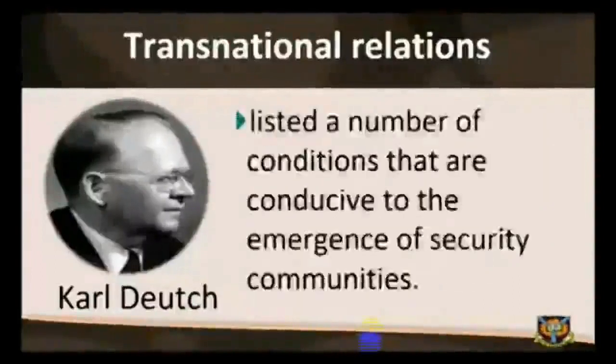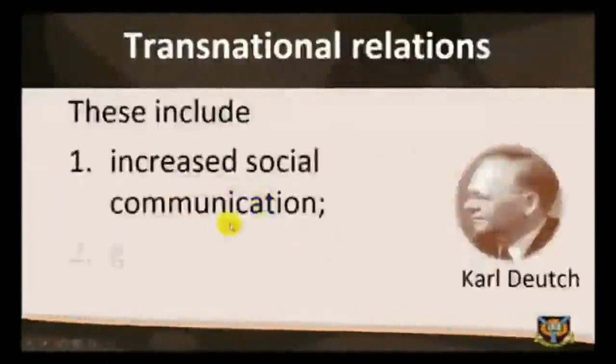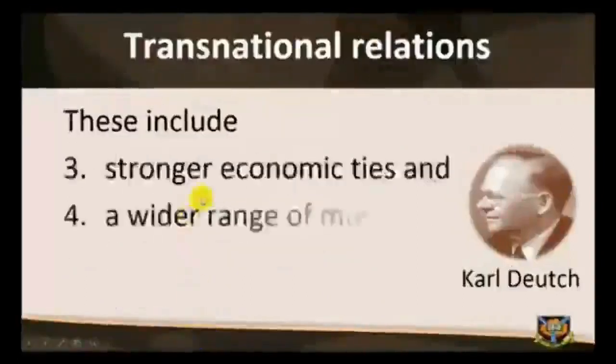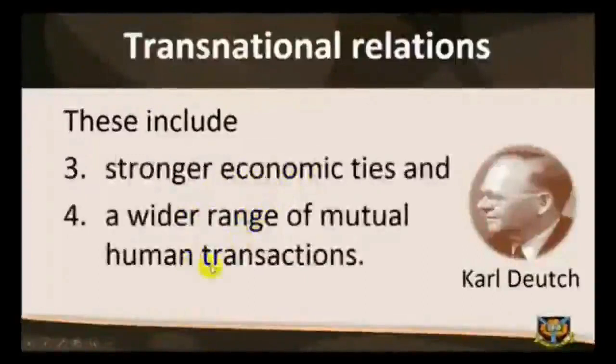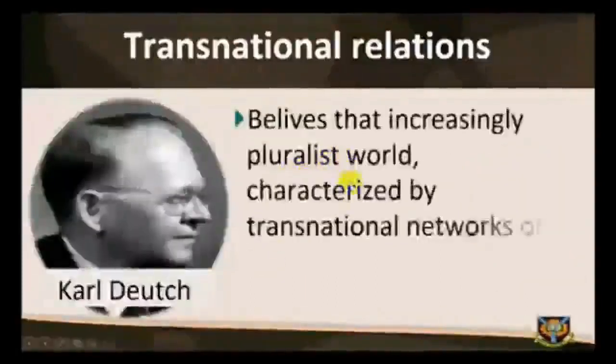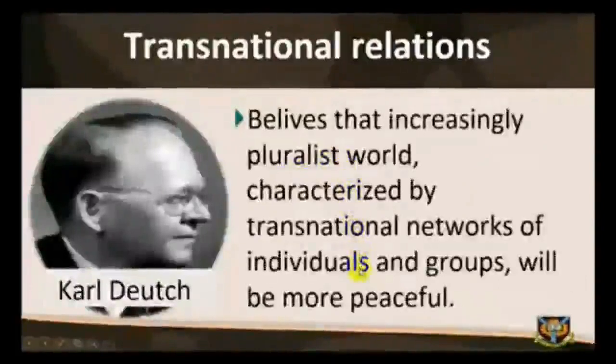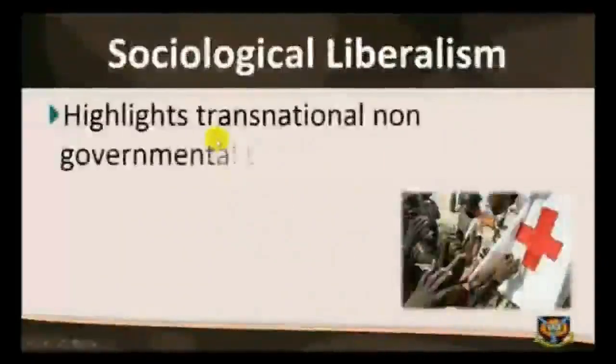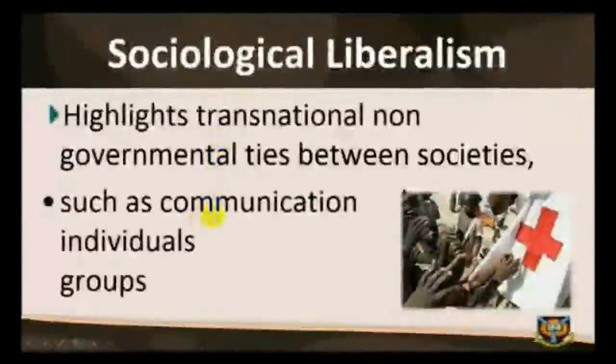Deutsch listed a number of conditions that are conducive to the emergence of security communities. These include increased social communication, greater mobility of persons, stronger economic ties, and a wider range of mutual human transactions. Therefore, to Deutsch, an increasingly pluralist world characterized by transnational networks of individuals and groups will be more peaceful. In other words, sociological liberalism highlights transnational non-governmental ties between societies, such as communication between individuals and between groups.